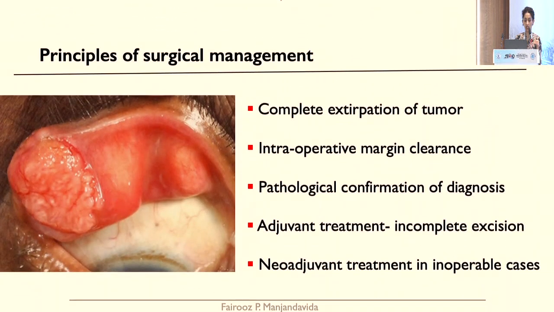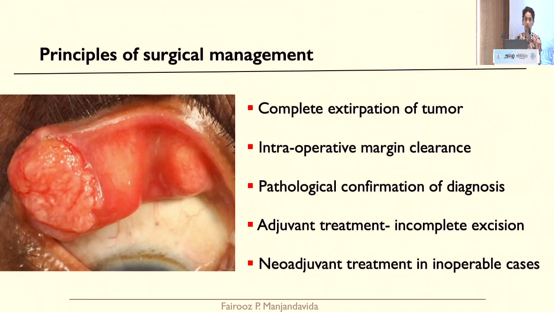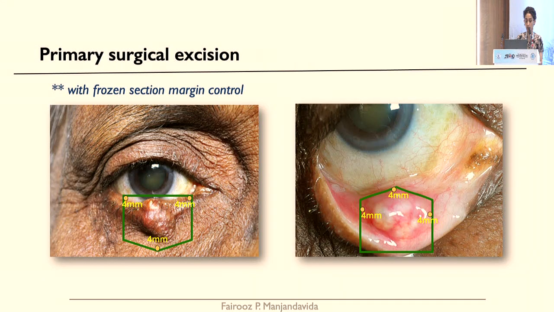So what are the principles of surgical management in malignancy? You need to have complete extirpation of the tumor, intraoperative margin clearance, pathological confirmation of the diagnosis, and in fact, after the pathological confirmation, if you need any adjuvant treatment, you should be in par with it. So that is why malignant eyelid tumors are so very different and have to be dealt with differently.